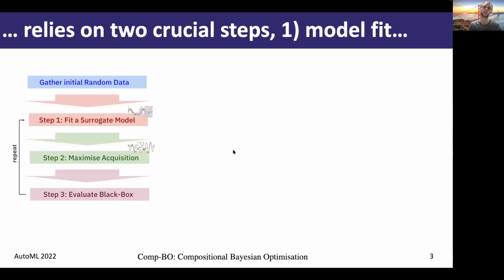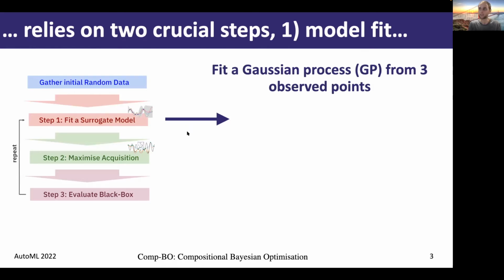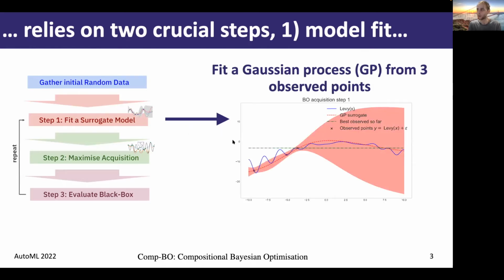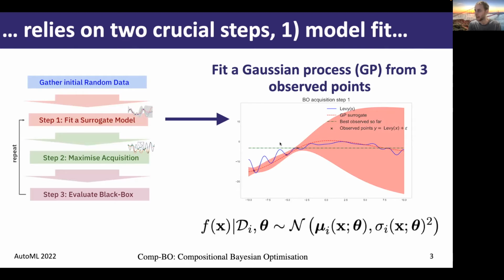So let's first rapidly have a look at the fit of the surrogate model. Usually in BO, what we use is a Gaussian process. To illustrate how a Gaussian process behaves, we have this 1D example where the black box function is shown in blue. We suppose in this example that we have observed only 3 points, marked as crosses. The Gaussian process will be able to compute the posterior distribution at any point of the search space, conditioned on the already observed points.